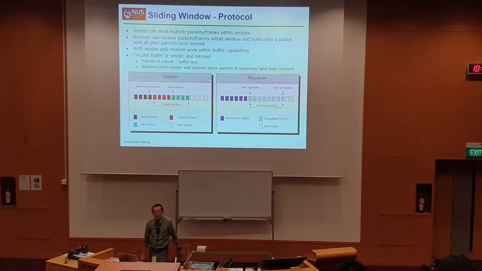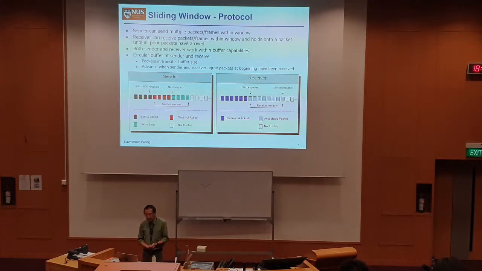Next is the concept of sliding windows. In the sliding window, the sender can send multiple packets within the window. The receiver can receive packets within the window and holds on to a packet until all prior packets have arrived, and both sender and receiver work within buffer capabilities. Actually, I jumped the gun just now because that was the whole set of slides. So now you know why I'm putting all this in. This was a revision so that you know the context of where all this came from.